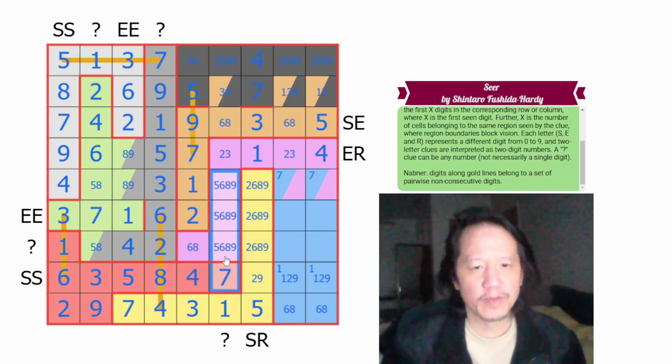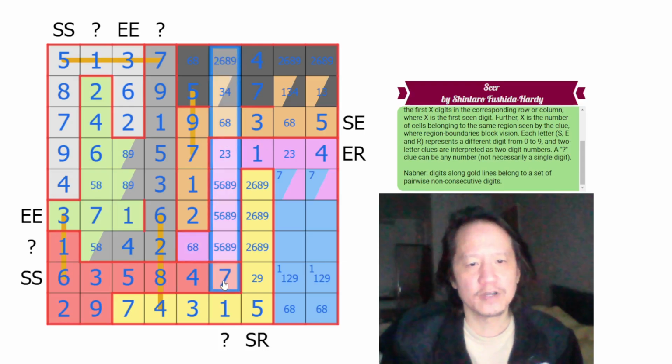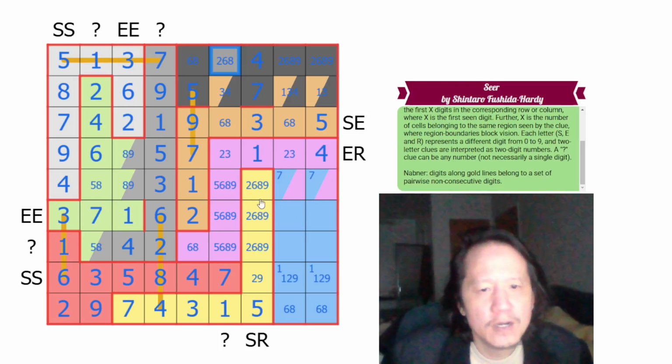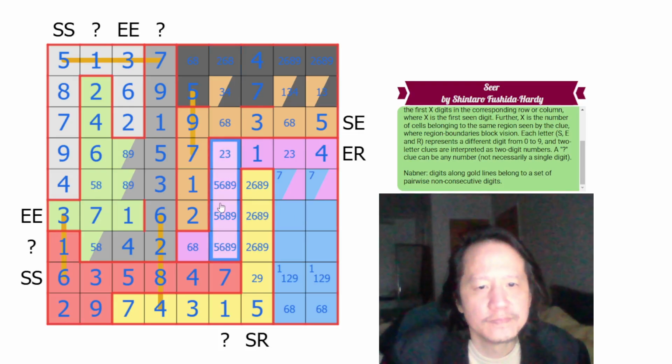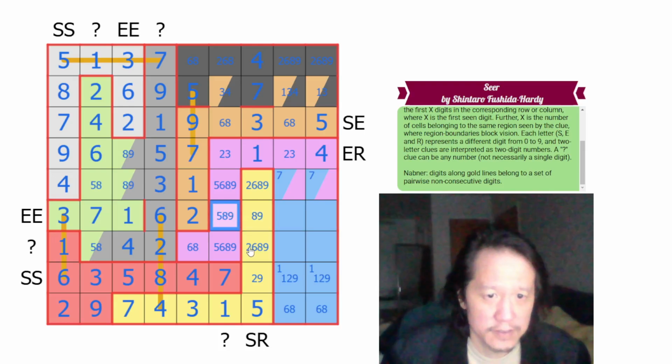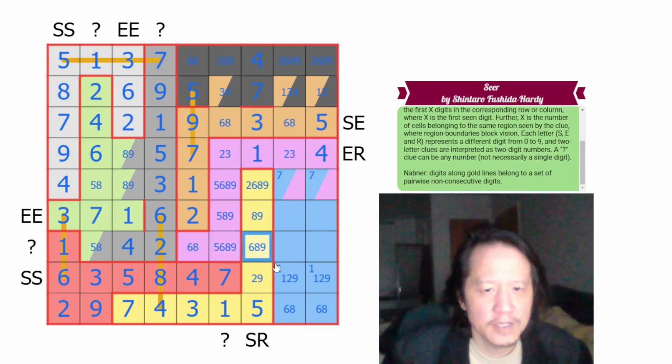Well, two of these 3 are 5 or 9 because this can't be 5 or 9. Therefore, the rest of the column cannot contain a 5 or a 9, so this can't be 9. This can't be 2 or 6. This can't be 6. This can't be 2.